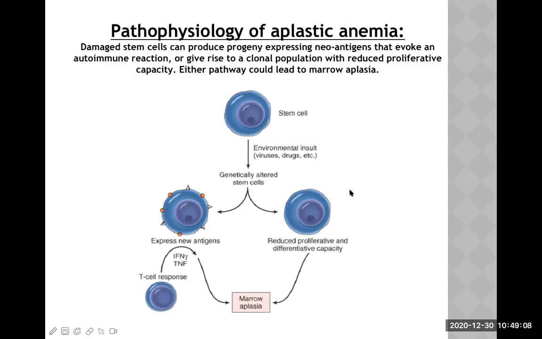Now, one point I would like to highlight here: if we do some investigation, we can see increased number of T cells circulating in the system. That means this immune-mediated mechanism plays a big role in the causation of aplastic anemia. That's why for the treatment, we can use anti-thymocyte globulin as one of the major drugs. Let's move on.